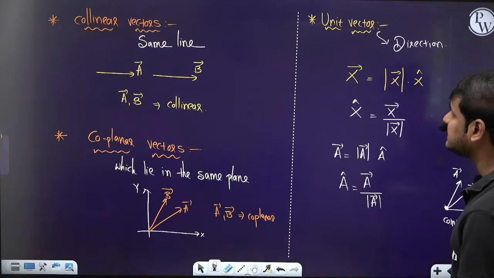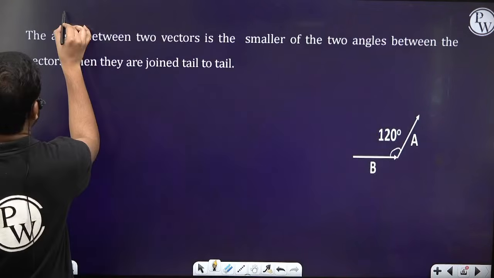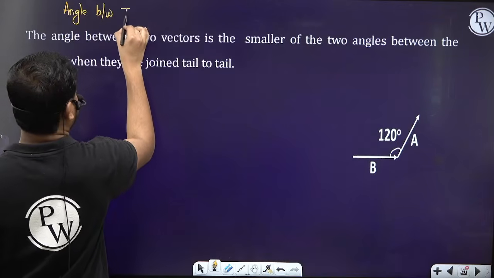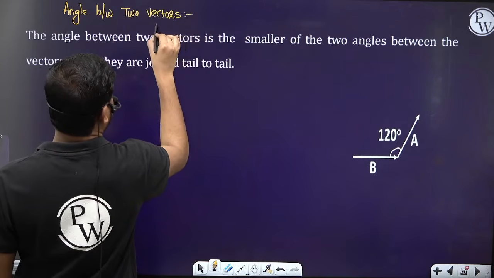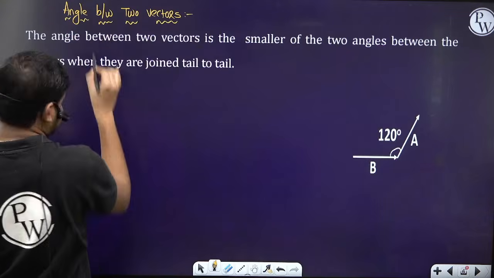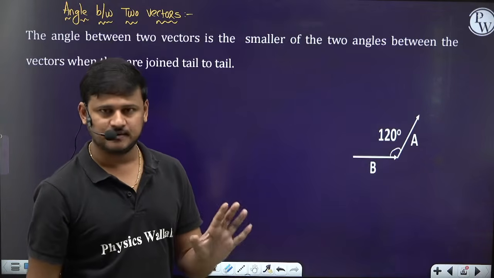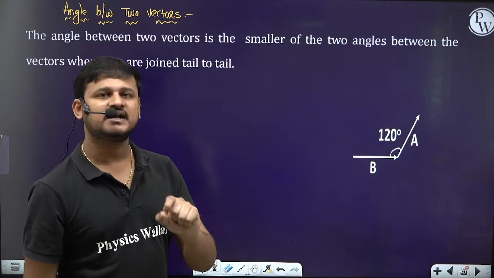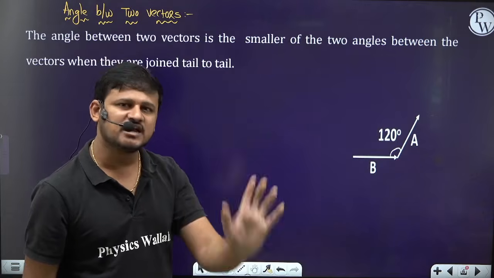So now the thing is, how do we find the angle between two vectors? The next topic is the angle between two vectors. The rule to find the angle between two vectors is that those two vectors must be connected tail to tail. The only condition is that the vectors must be connected tail to tail. Then the smallest angle measured between them is said to be the angle between those two vectors.